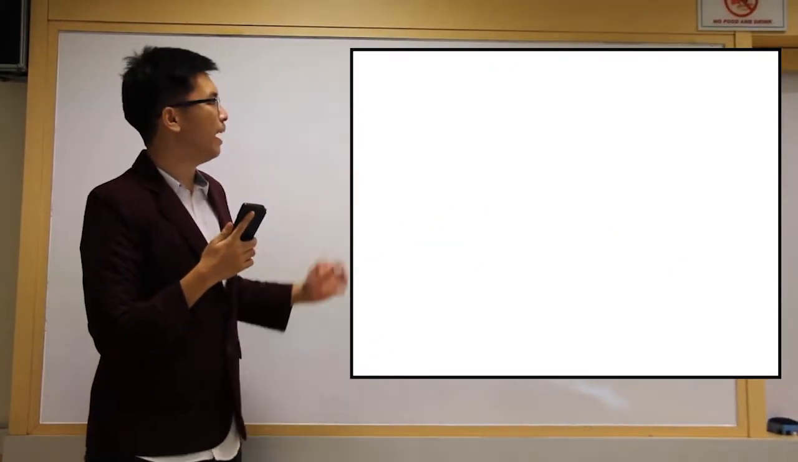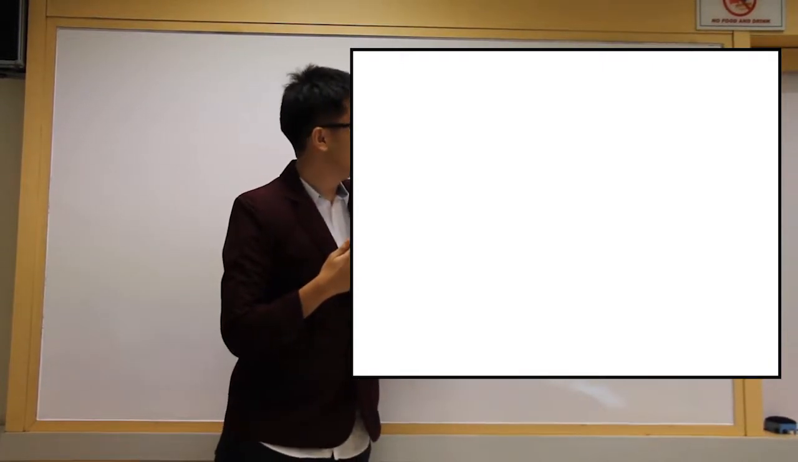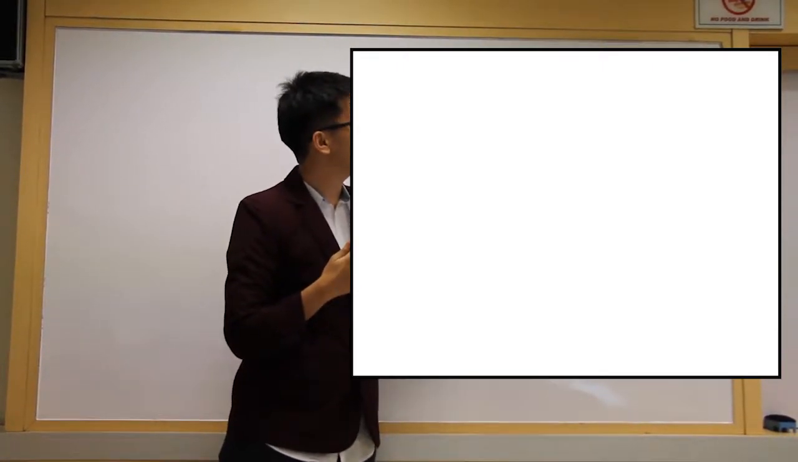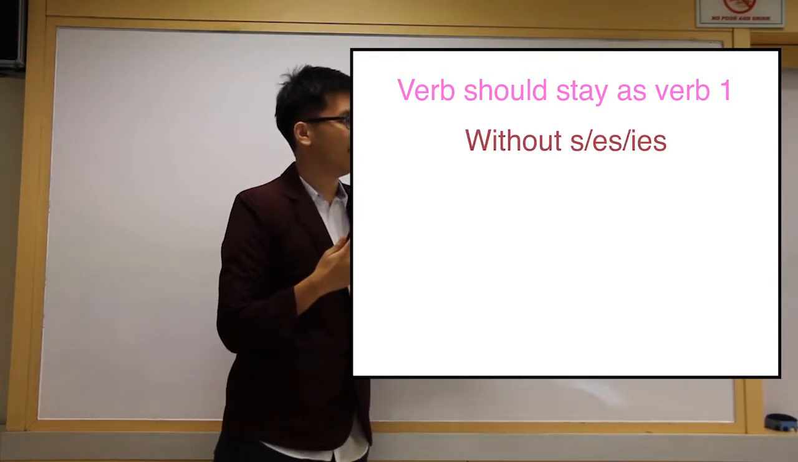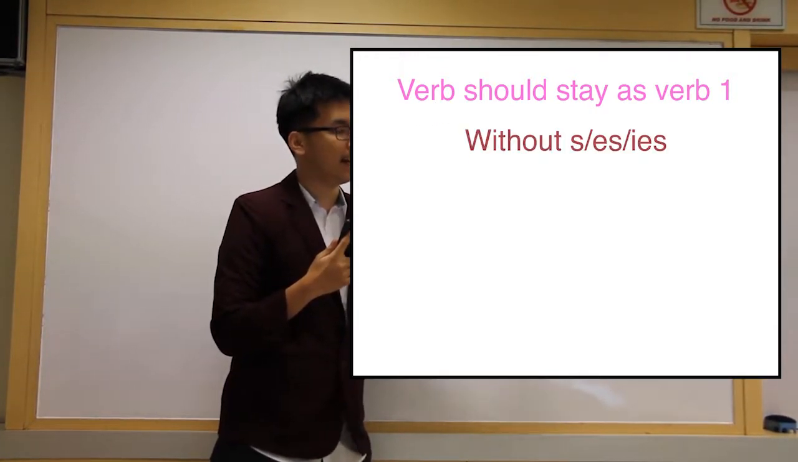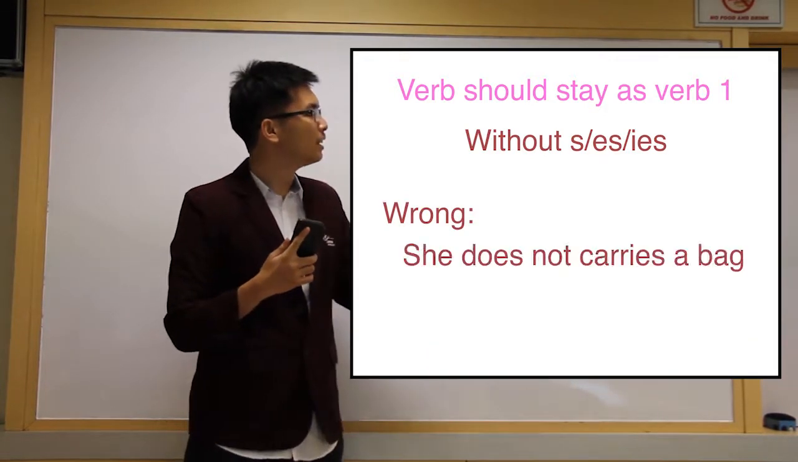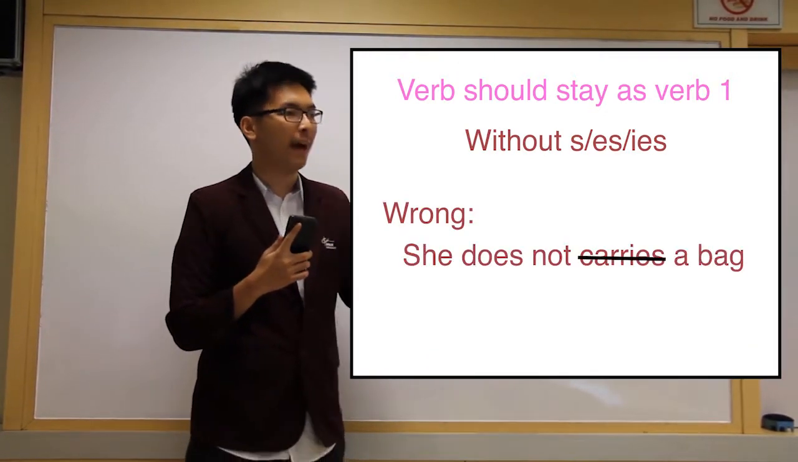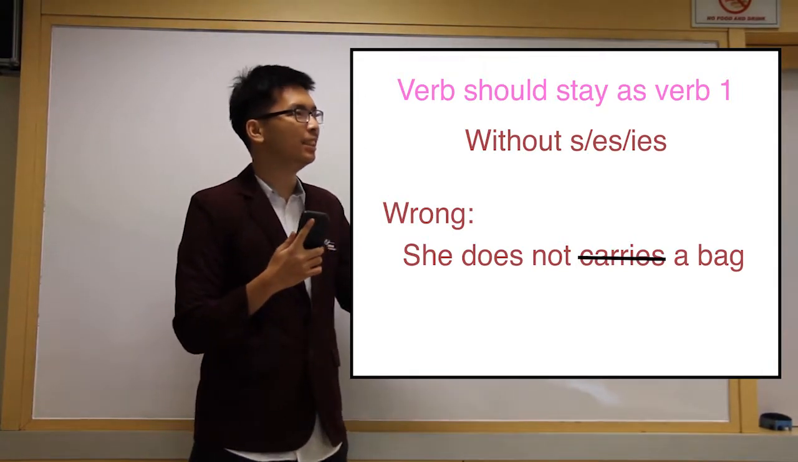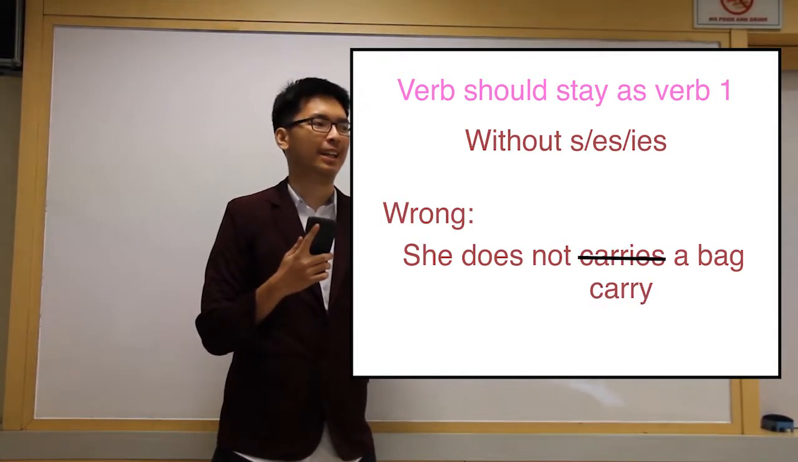Now, keep in mind that the verb being used in this sentence should stay as verb 1 without the s, es, or ies. For example, you do not say, she does not carries a bag, but instead you would say, she does not carry a bag today.